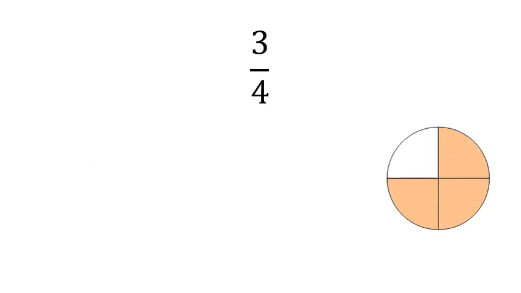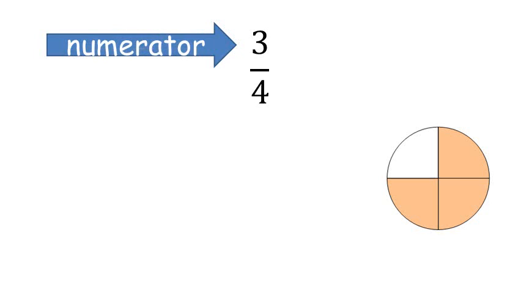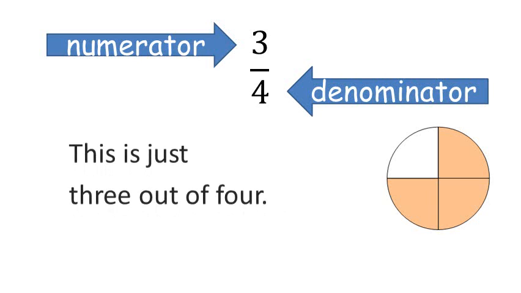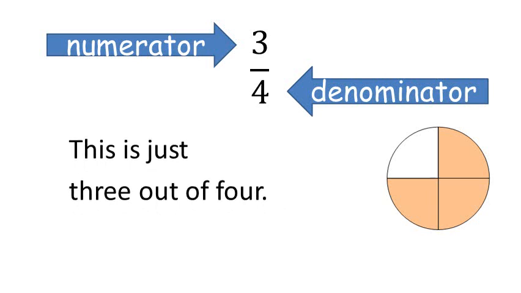Now, what do you call numbers in a fraction? The number at the top is called the numerator, and the number at the bottom is called the denominator. This is just 3 out of 4.